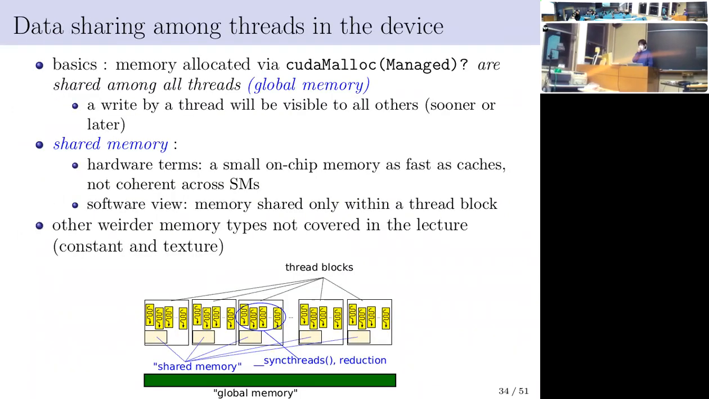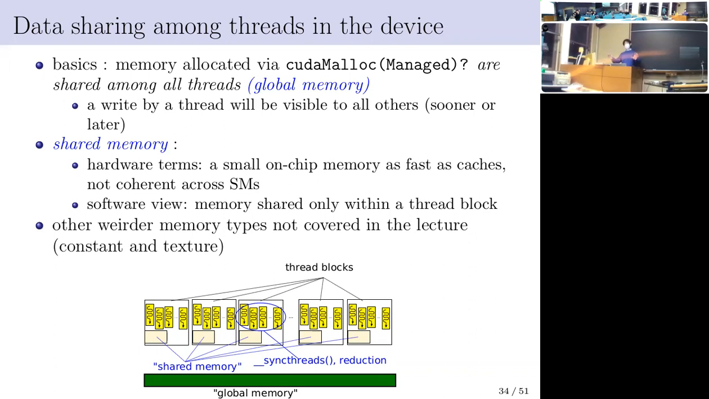So the last topic before you have some time to work on the notebook again is the data sharing among threads in the device. I just talked about data sharing between CPU and GPU, which is, well, at best awkward. But this is how data is viewed among threads in the same device.